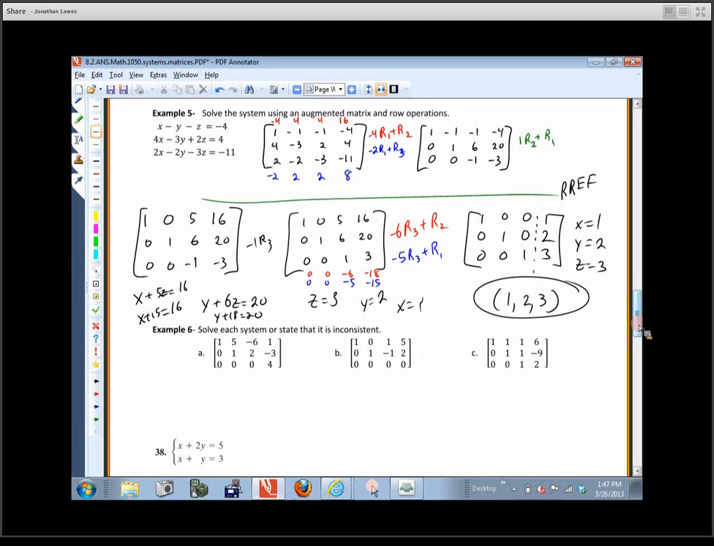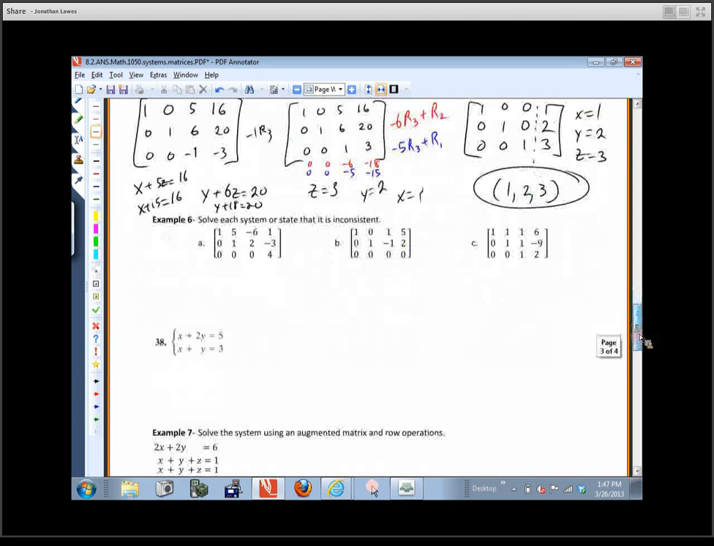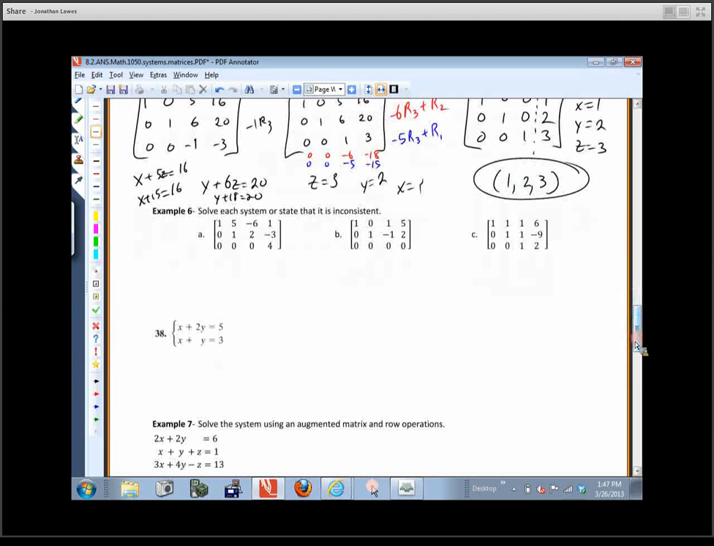Okay, that's the idea. We're just going to practice that now. So I want you to take a look at example number 6. It says, solve each system or state that it's inconsistent. So a lot of the work has already been done for us. We just need to know how to interpret this final answer. So this is an augmented matrix. If I were to look through here, what does that last row represent?